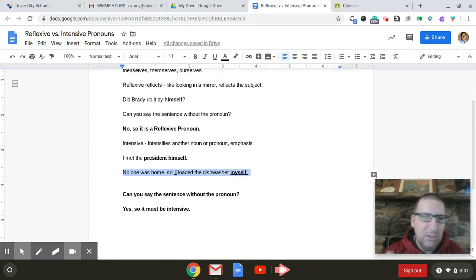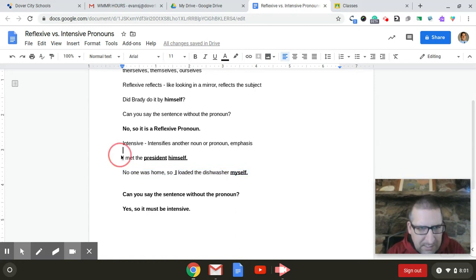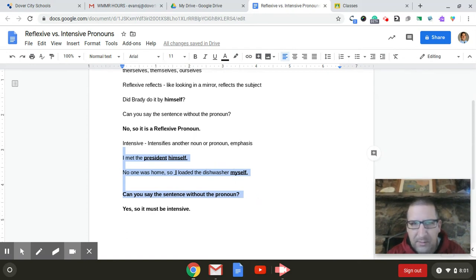Now here's the clue on an intensive pronoun. Can you say these sentences without the pronoun? So without the reflexive or intensive pronoun: I met the president, period. Yes, that can be a sentence. No one was home, so I loaded the dishwasher, period. Can that be a sentence? Yes. Then it must be intensive. So that's the difference between reflexive and intensive.